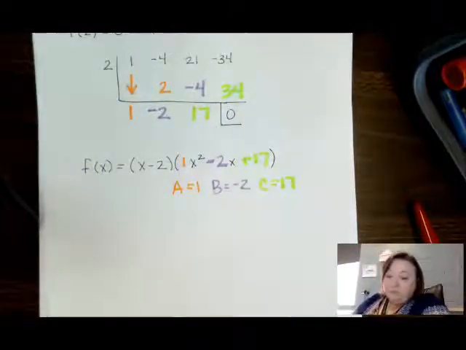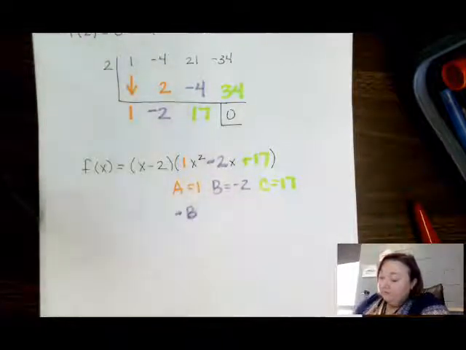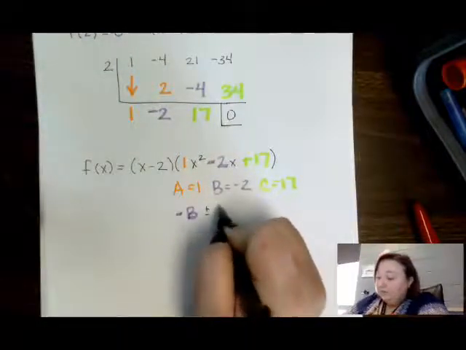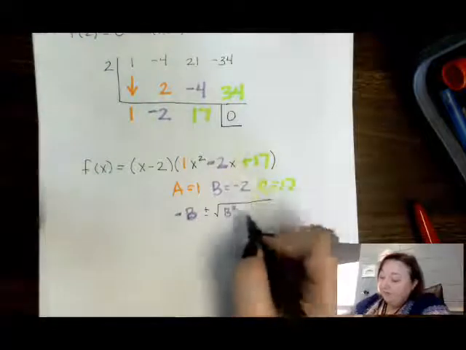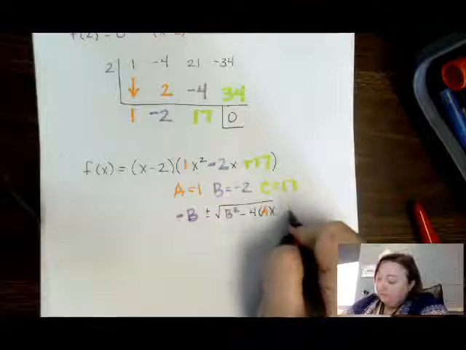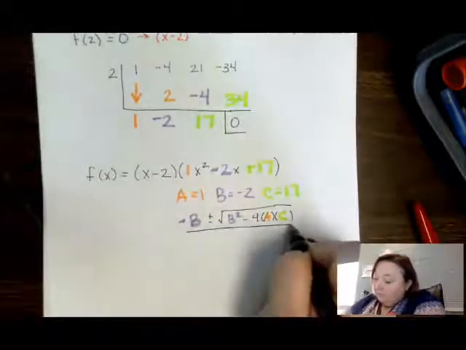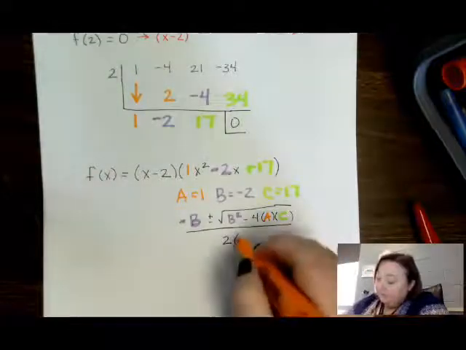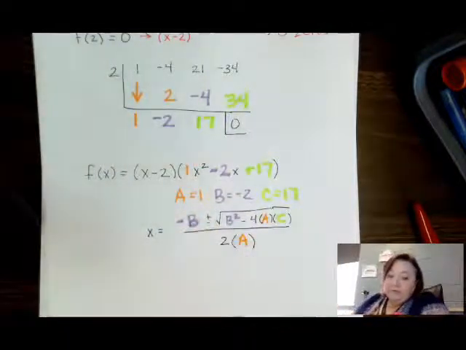And then we're going to go into the quadratic formula, which says the opposite of b, plus or minus the square root of b squared minus 4 times a times c, all over 2 times a. Okay, so that's how we can find our other x's. We're going to use the quadratic formula.